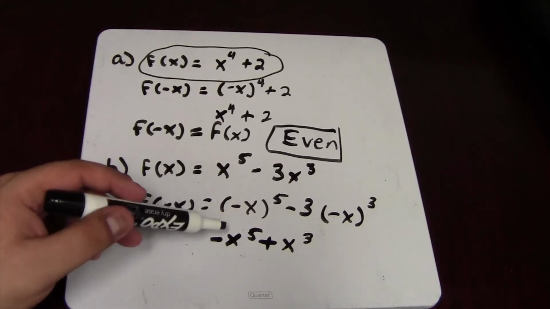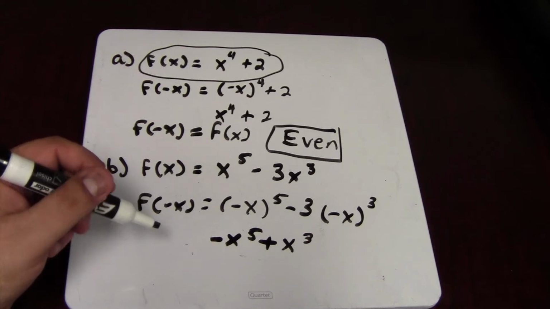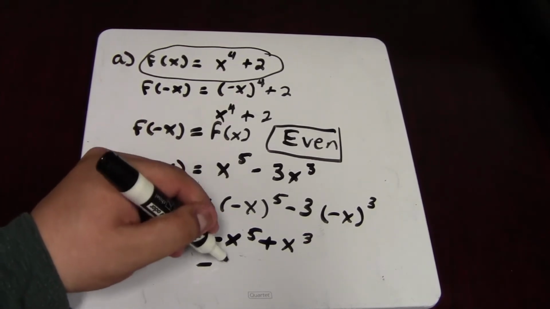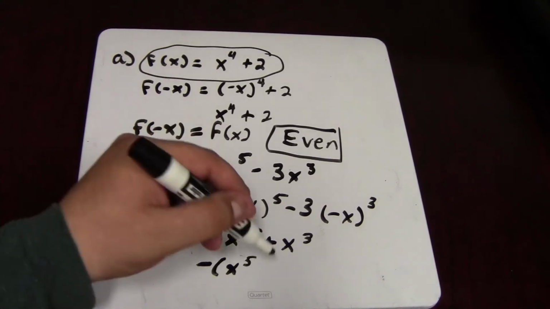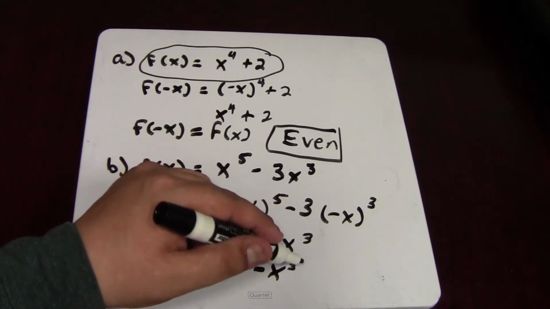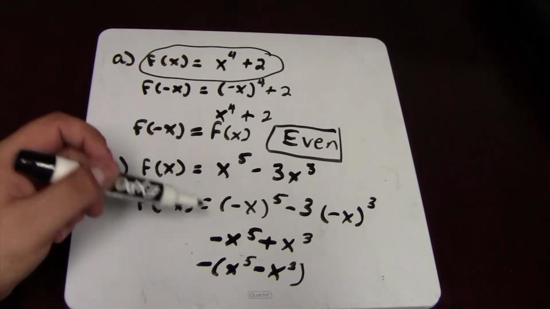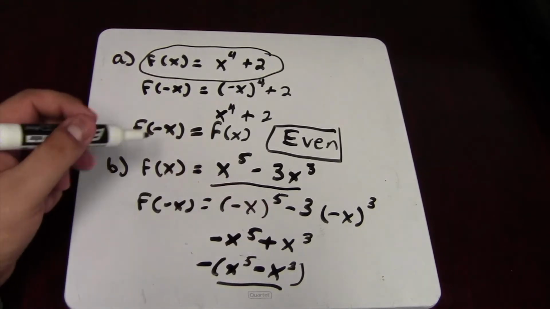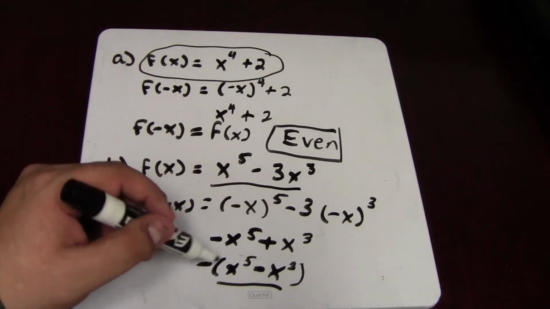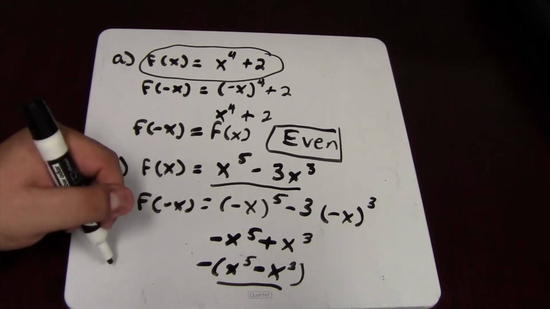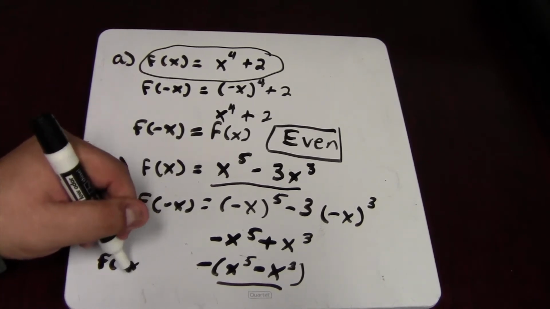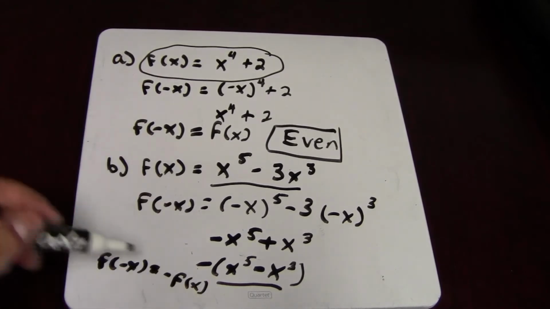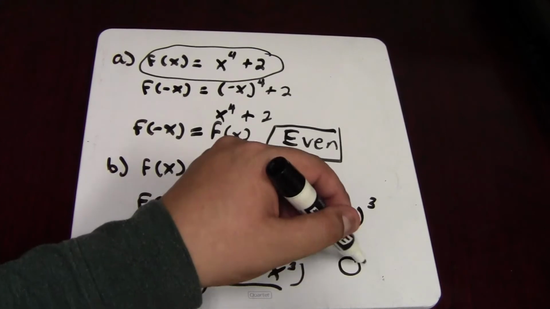Now, a good idea here is when you see a negative out front like this, we're going to go ahead and factor this negative out. And when we do so, we get negative x to the fifth minus x cubed. Now, when we did that, what happened was, if we notice, this here is f of x. Well, so is this inside there. So this is technically saying negative f of x. So what we've shown here is that f of negative x is equal to negative f of x. And by definition of this, we can say that this is odd.